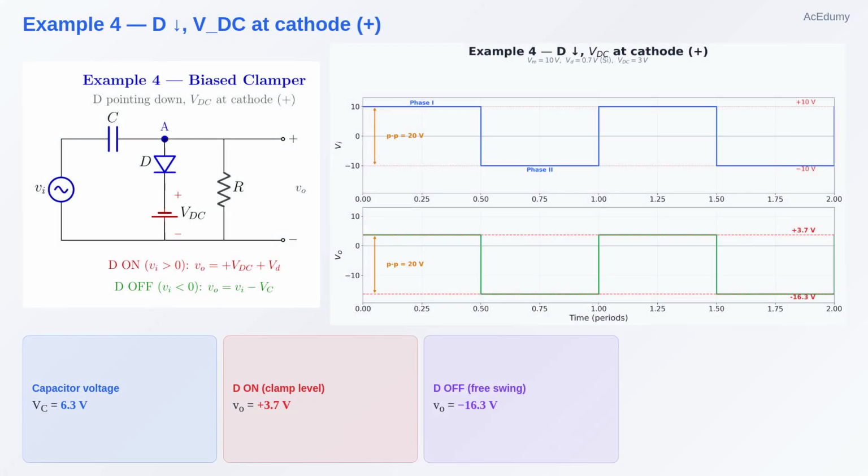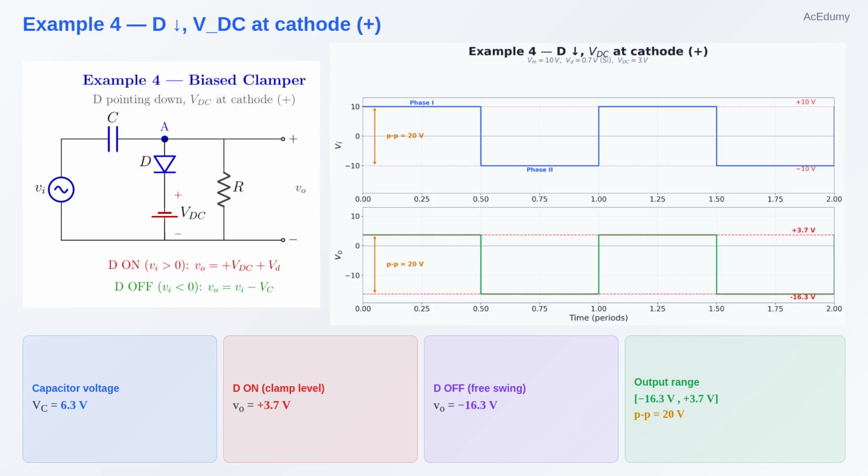Example 4. Same circuit, but the diode is flipped, pointing down, and we add a 3-volt DC bias in series with the diode, with the positive terminal on the cathode side. Now the diode conducts during the positive half cycle when the input is plus 10. The clamp level becomes plus V sub DC plus V sub D, which is 3 plus 0.7 equals plus 3.7 volts. The capacitor charges to V sub M minus V sub DC minus V sub D, which is 10 minus 3 minus 0.7 equals 6.3 volts.